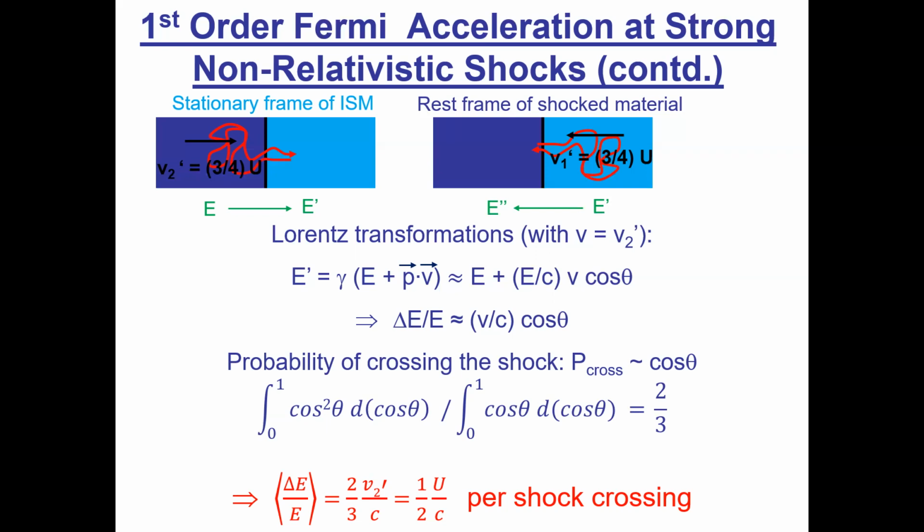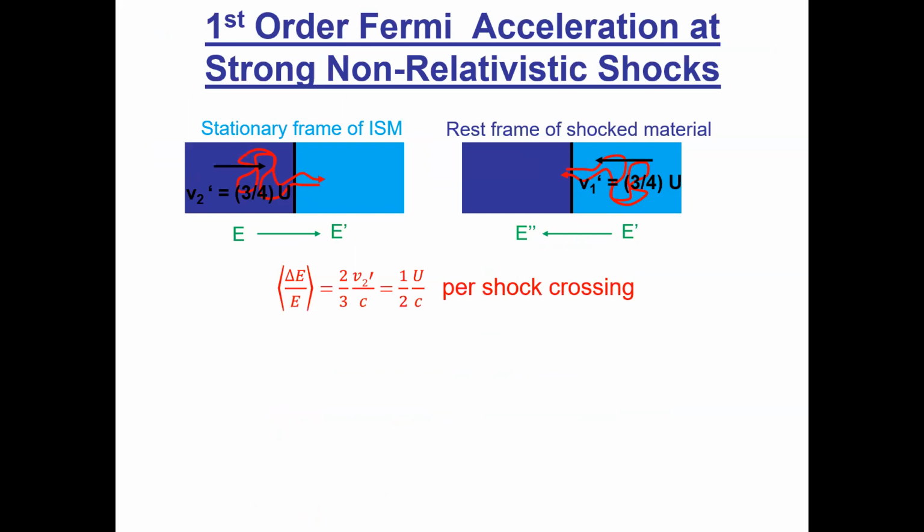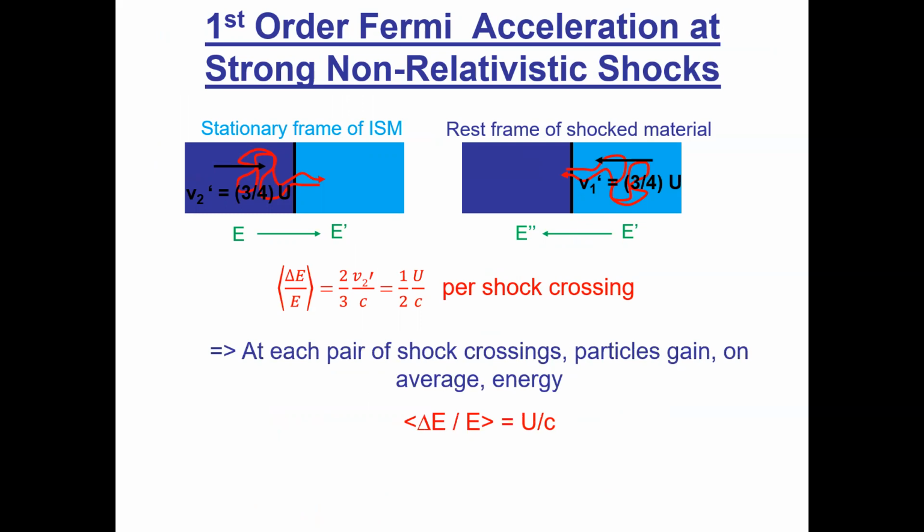So per one shock crossing, the particle gains a relative energy, relative to its original energy, of 2/3 of the shock speed over the speed of light. And that means, of course, if we go back and forth, the situation is totally symmetric, because the ISM sees the shocked material coming in with the same speed as the shocked material sees the ISM coming in. So you gain an energy of shock speed over c for one back and forth shock crossing. So let's write this as the energy after double crossing being beta times the energy before. So beta is then one plus shock velocity over c.